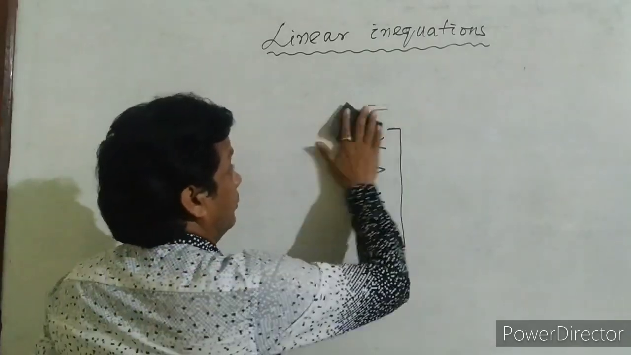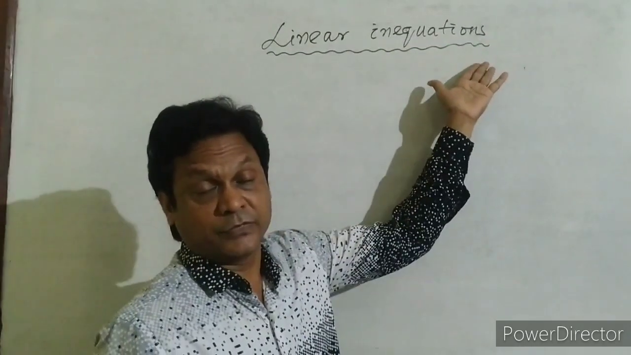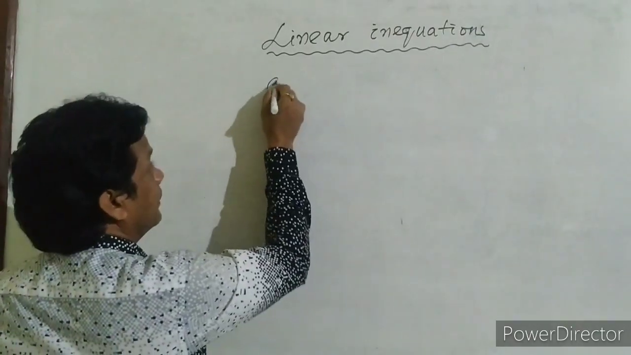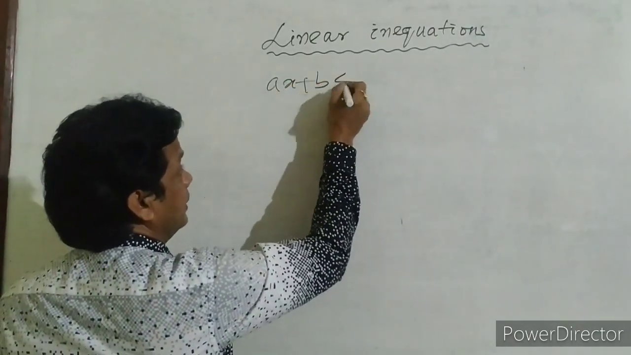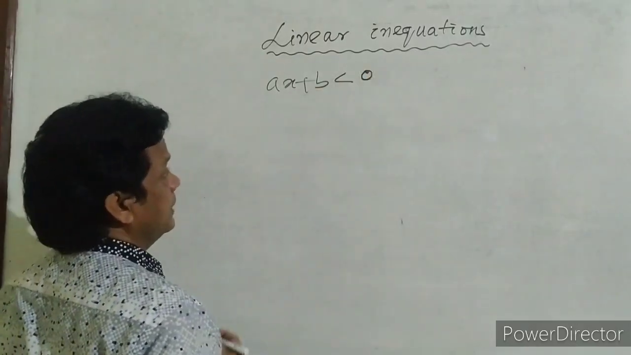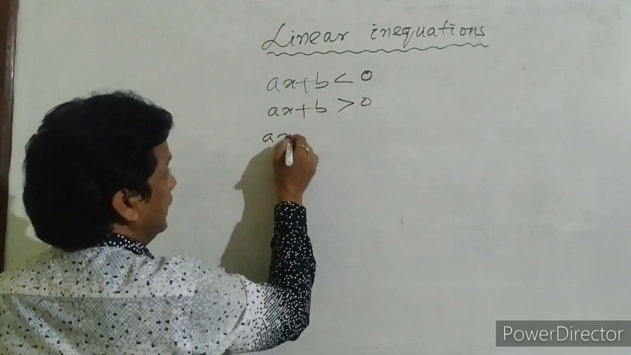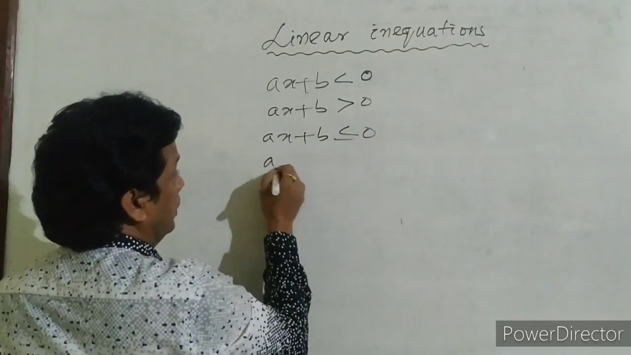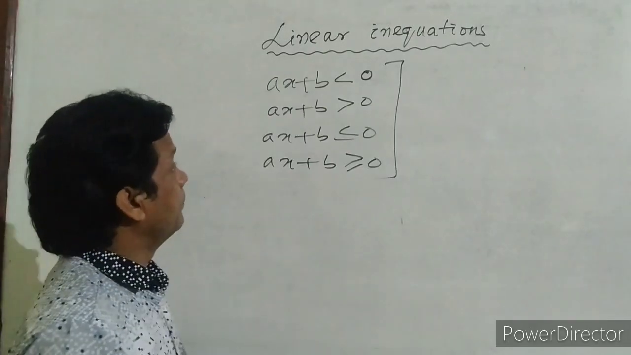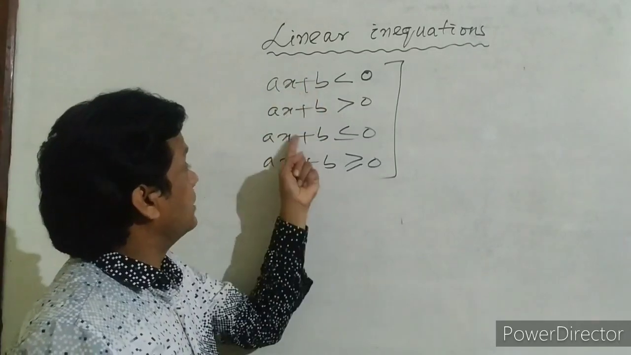Okay. Now I am going to tell you about linear inequations. What is the meaning of linear? Linear means first degree. Like this: ax plus b less than c, or ax plus b less than 0, or ax plus b greater than 0, or ax plus b less than or equal to 0, or ax plus b greater than or equal to 0. These are the linear inequations because the degree of x is 1.